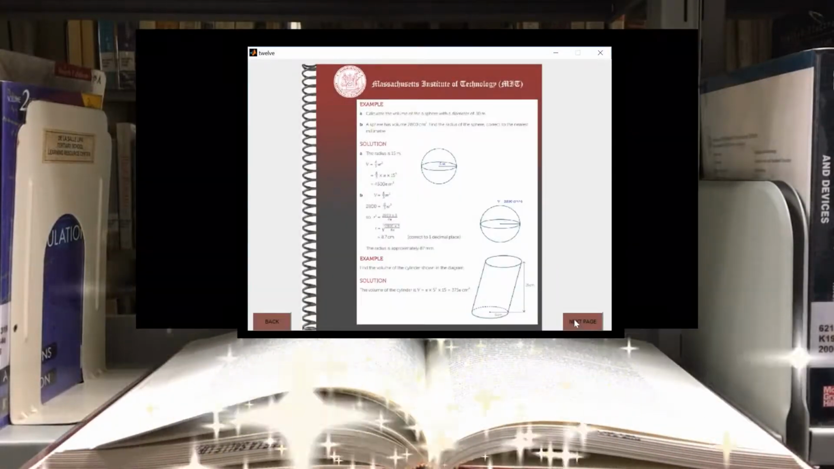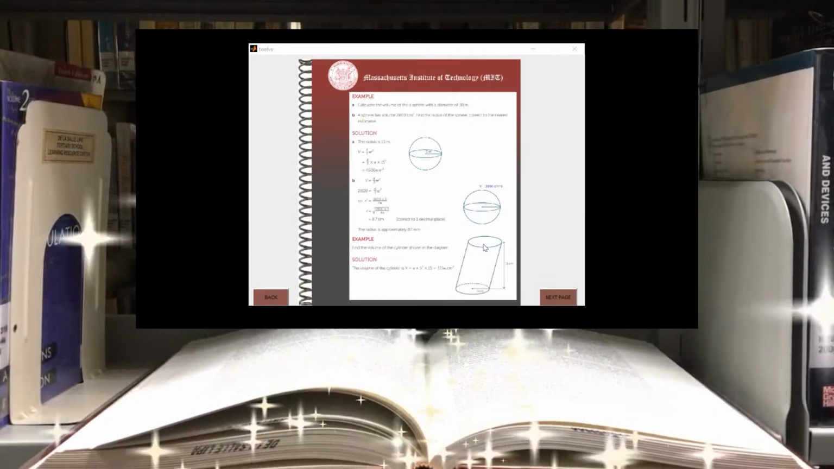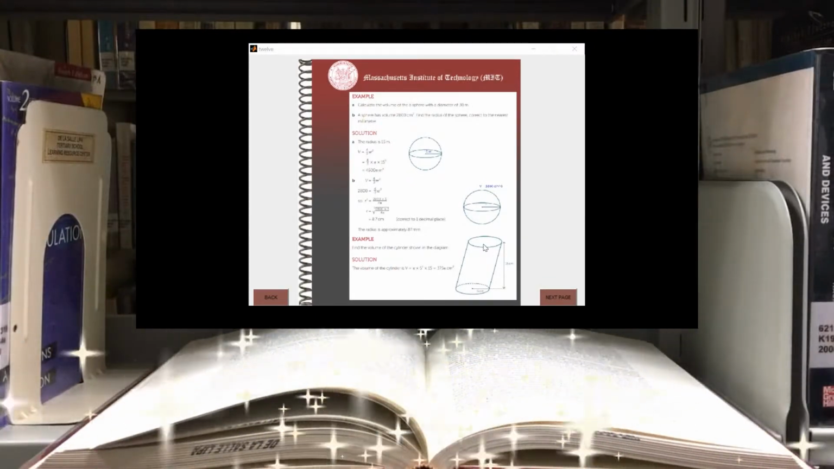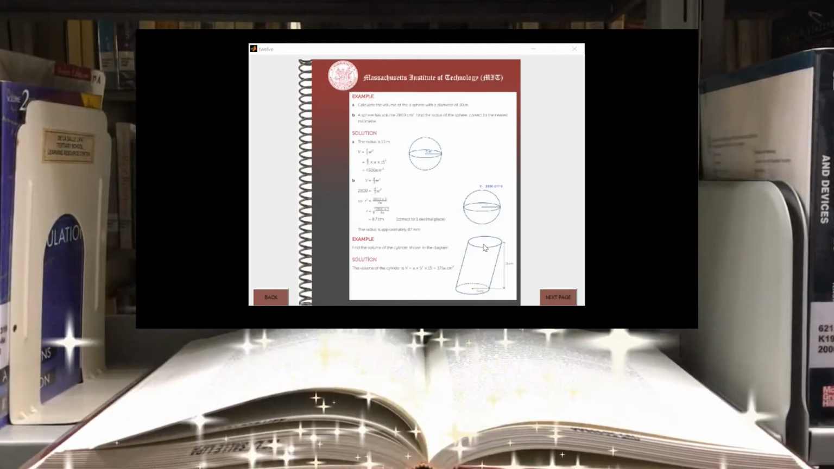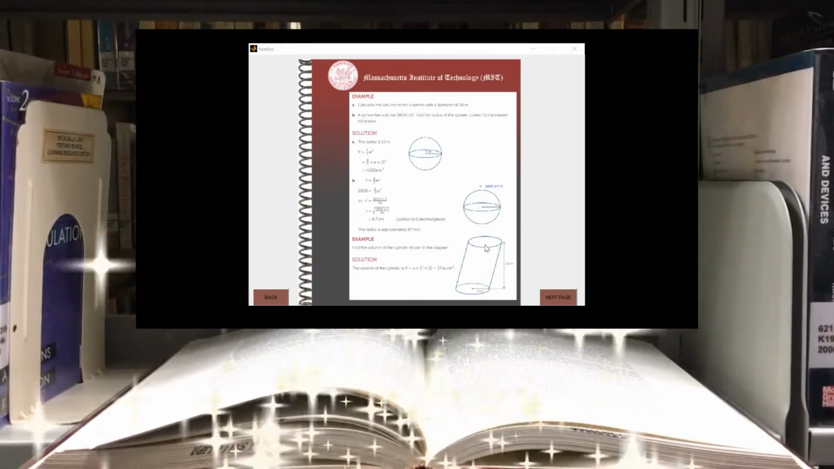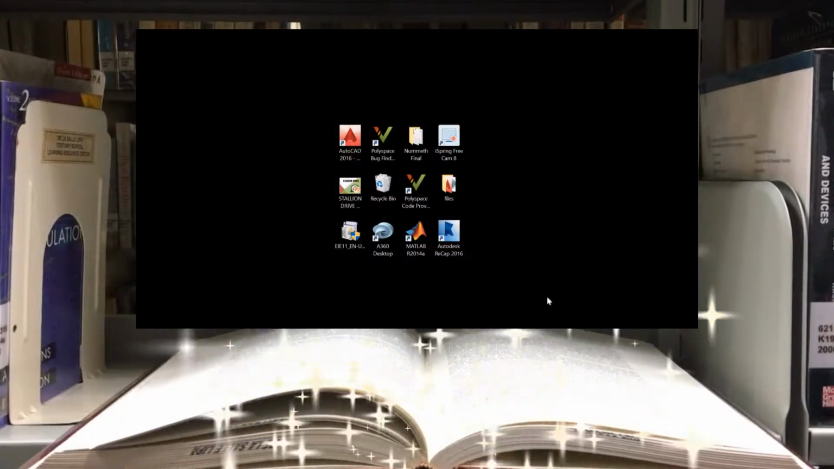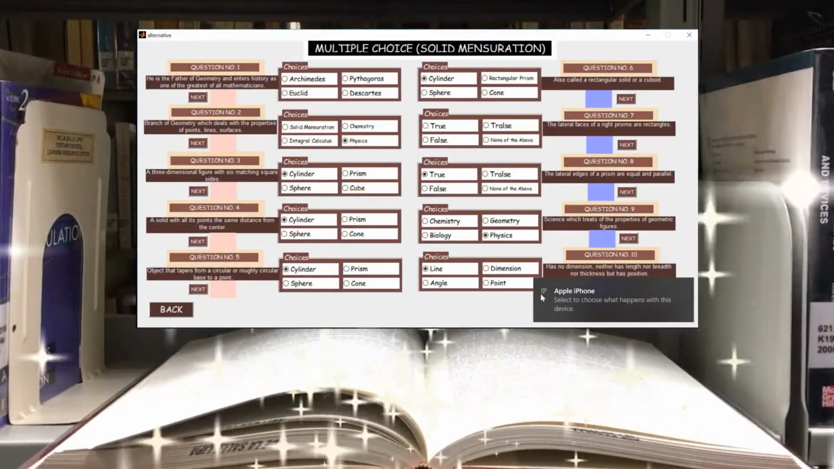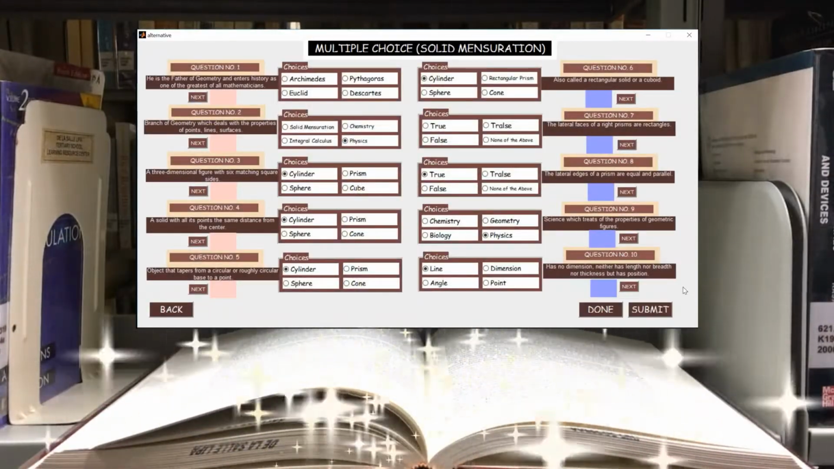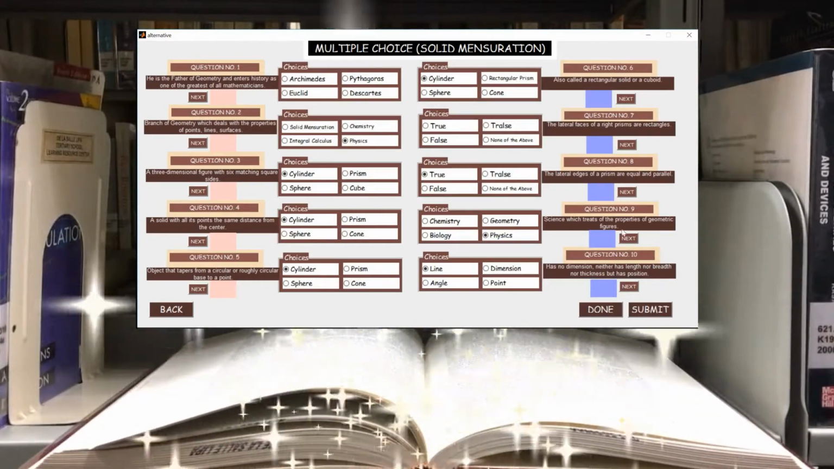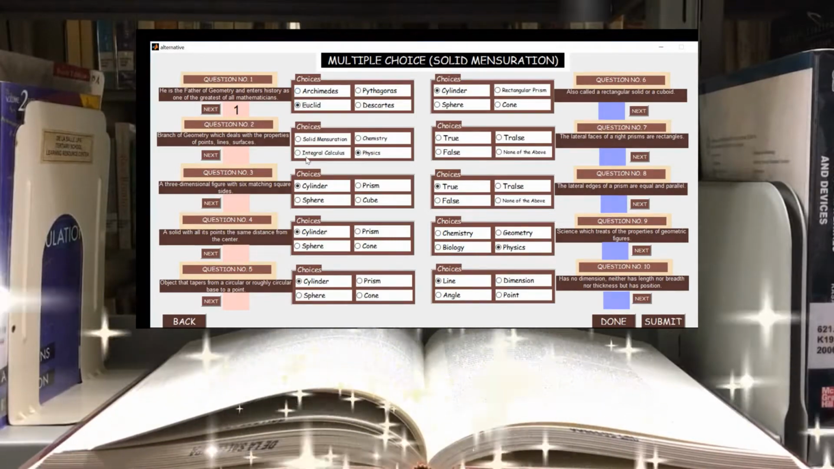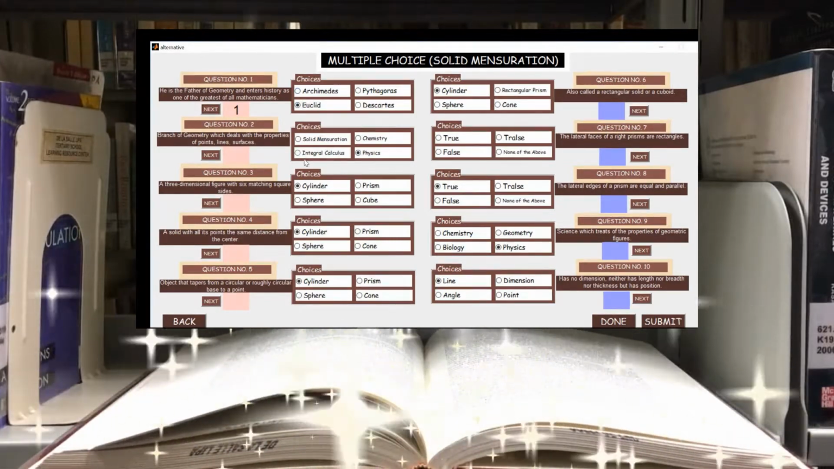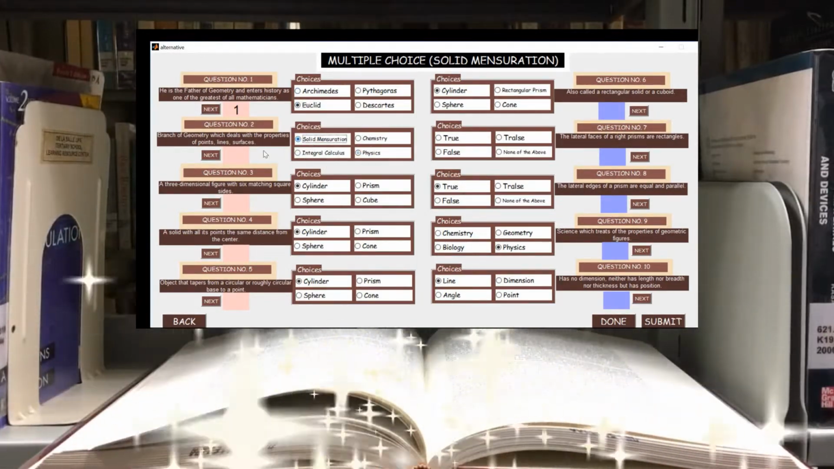Some example problems. After all the sample problems that the book had, we also provide sets of exercises that will enhance the user's capability in solving, especially in solid mensuration problems. For multiple choices, solid mensuration, father of geometry, I think it is Euclid. Let's try this one. Branch of geometry that deals with point, line, and surfaces, solid mensuration.